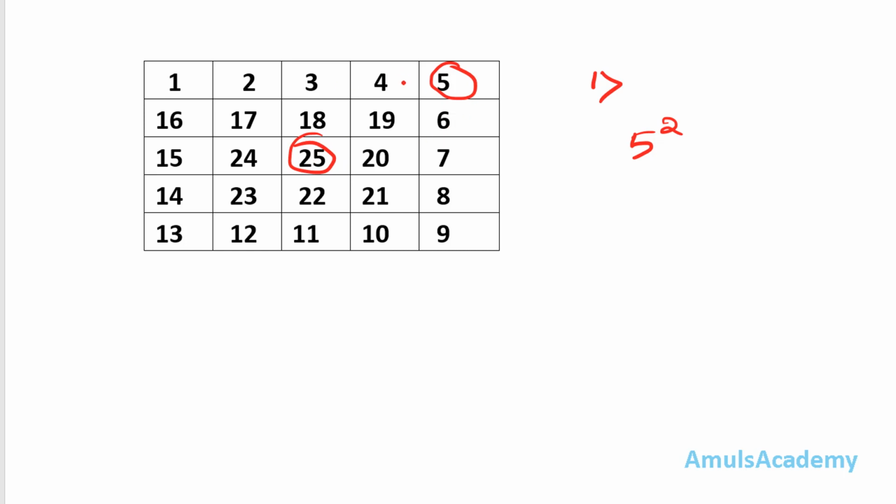If you enter the number of rows or columns as 10, then the last element of the first row will be 10, and the last element of this pattern will be 10 square, that is 100. So this is about the pattern. Next we will see how to write the Python program to get output like this.